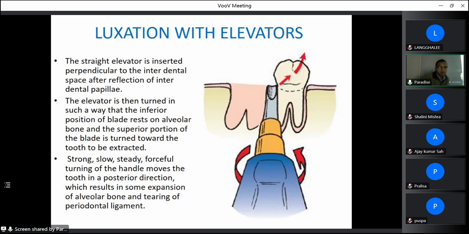Luxation of teeth with elevators. The straight elevator is used. Always use your elevator at the mesial-buccal line angle for luxation of the tooth. And the force should be such that the tooth extrudes out of the socket. Never apply the force in the opposite direction, otherwise you will fracture the crown part.